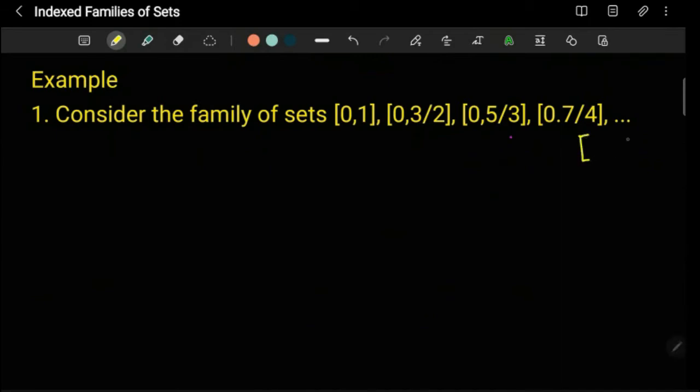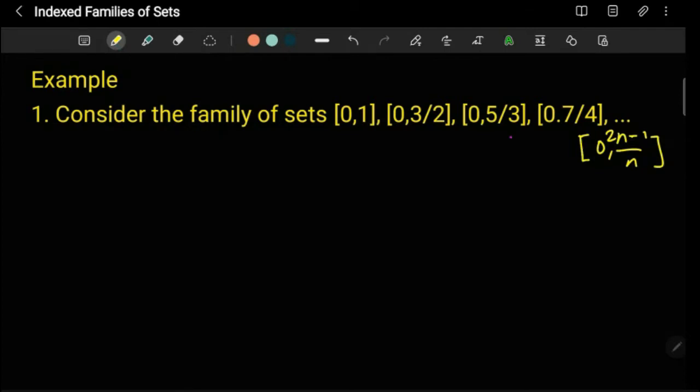Over n. So, 0 up to over n. So, ano naman yung numerator? So, yung numerator, 1, 3, 5, 7. So, mga odd number. So, how do you represent those odd numbers? So, 2n minus 1.